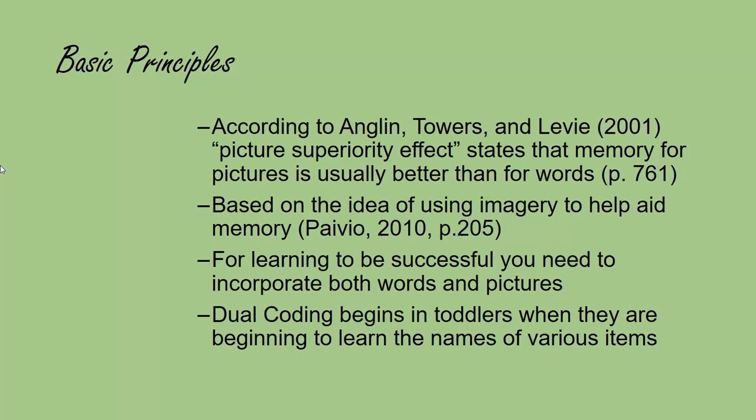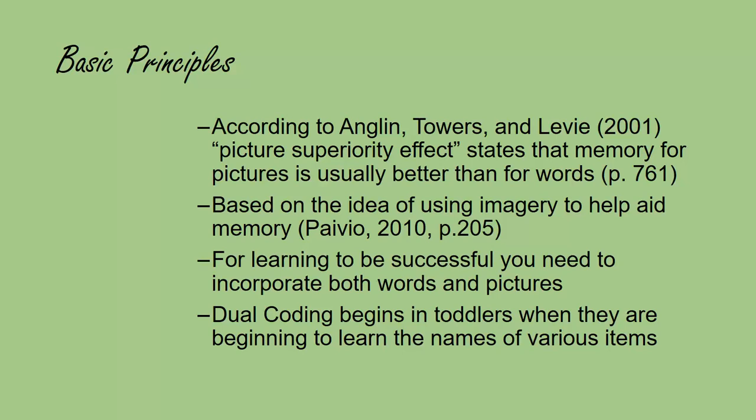There are multiple basic principles, but they really all boil down to a couple of basic tenets. The picture superiority effect, which is one of the principles of dual coding theory, according to England, Towers, and Levy, is that memory for pictures is usually better than for words. So if people can see a list of pictures and then have to recall it, the recall is going to be better than if they were just given the actual words.